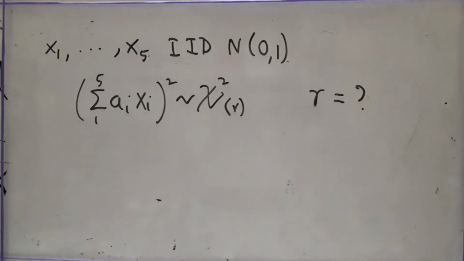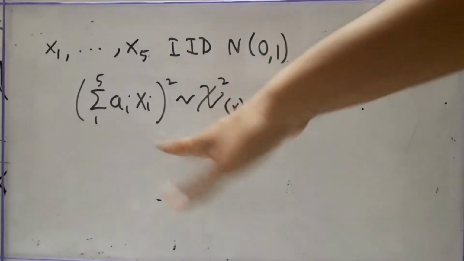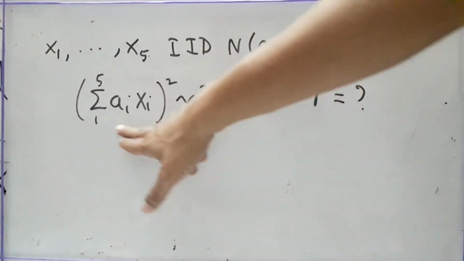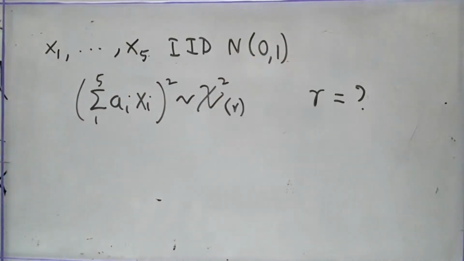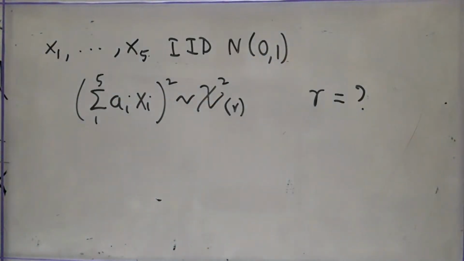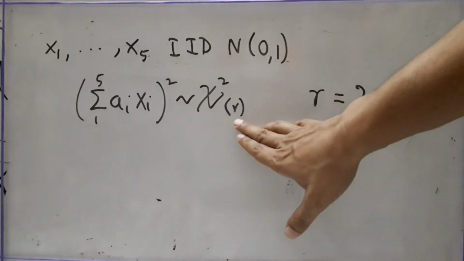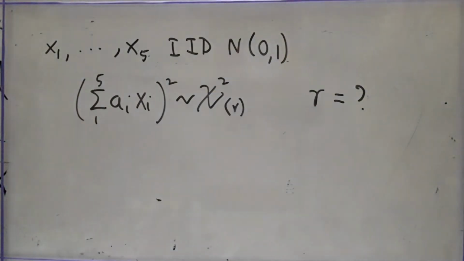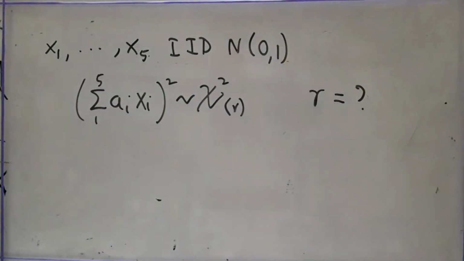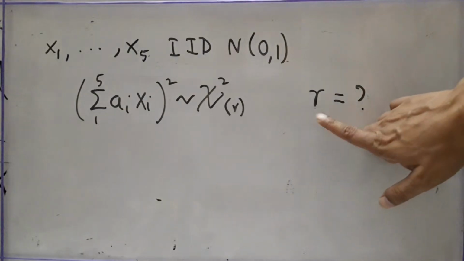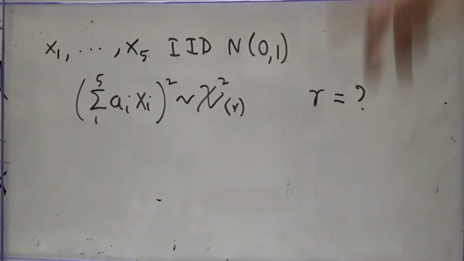In this problem, we start with x1 to x5 IID normal 0, 1. I tell you that there is a certain linear combination, summation ai xi, such that its square happens to have a chi-square distribution with some degrees of freedom r. I do not tell you what the ai's are. I just tell you that this has a chi-square distribution. Just based on this, you have to tell me what r must be.